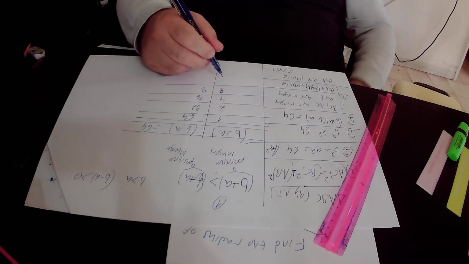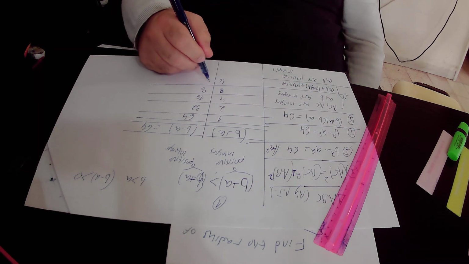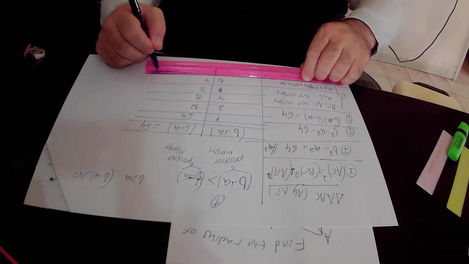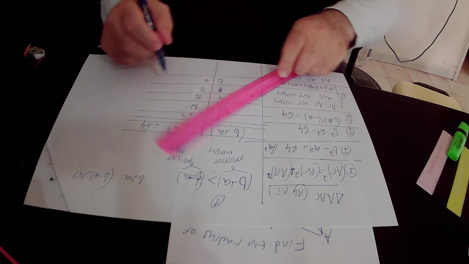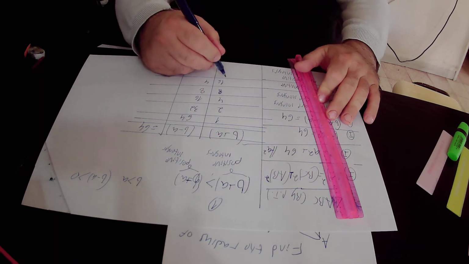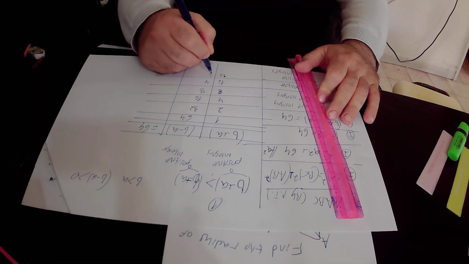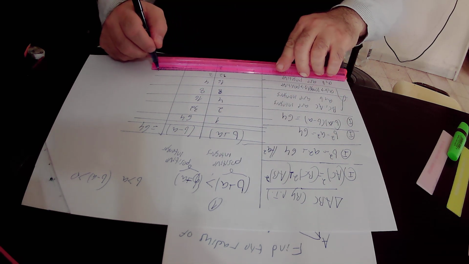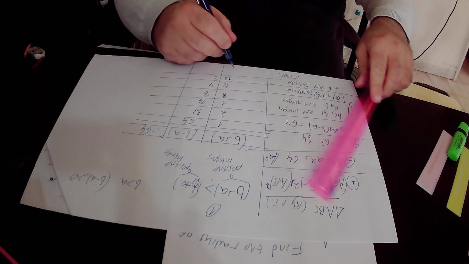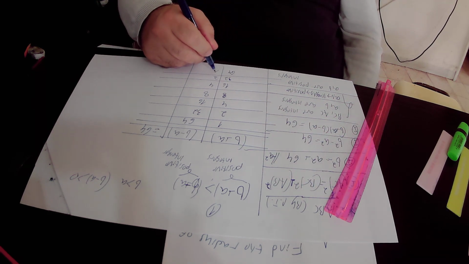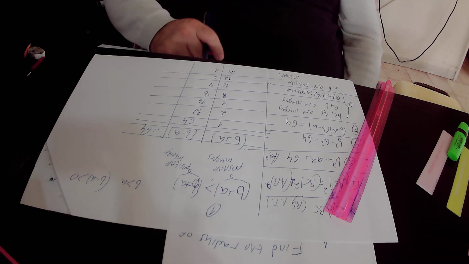It might be 16 and 4, because 16 times 4 is 64. It might be 32 times 2, that is also 64. And the last possibility is that the two numbers are 64 and 1, because 64 times 1 is also 64.